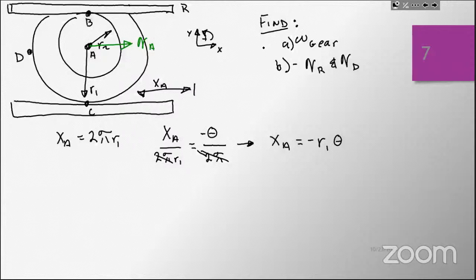How do we go from x to v? Derivative, exactly. So if I take the time derivative, well, theta is the angular position with respect to time, right? That becomes omega. I know VA and I know R. So I can plug and shove to get omega, right?